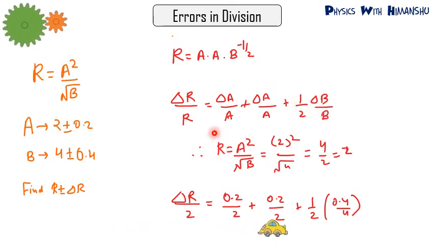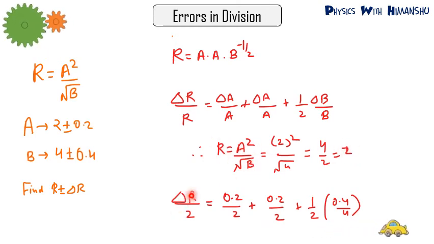Now how to find the value of R? Just put the values of A and B in the equation of R, that is A square by root B. So R is 2. How to find out the error? Del R by R, R is basically 2. Putting the values of del A, del B, B, we can find out del R. So this is how you have to write error equations for different mathematical expressions.